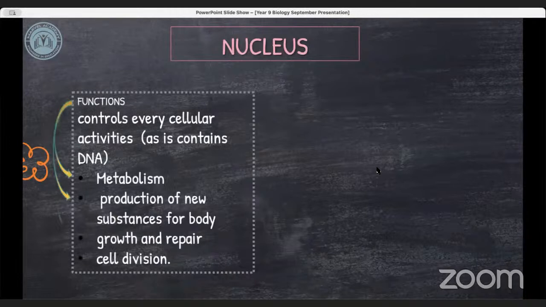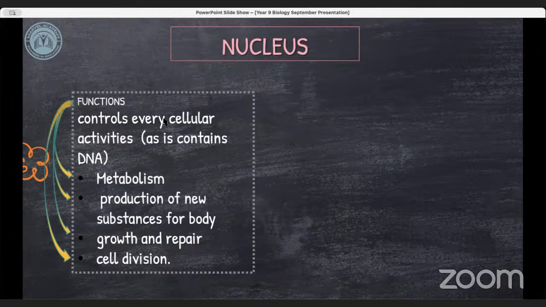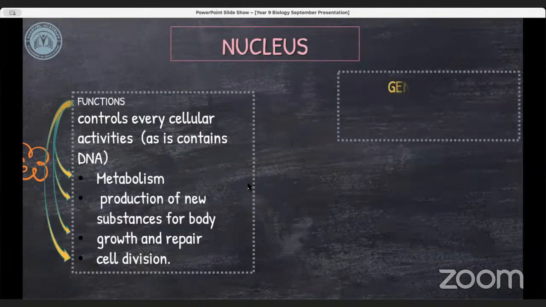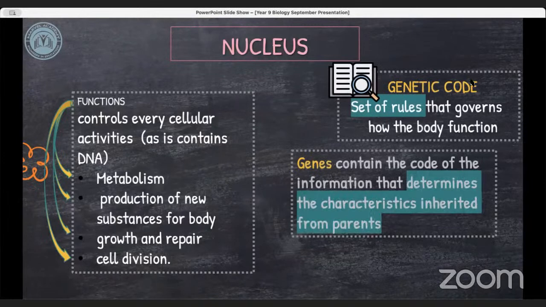Is that clear? So we learned about the functions that DNA is involved in. That's why we say control center, because it can govern metabolism, production of new substances, growth and repair. And we learn about the genetic code. It is a set of rules that governs how the body functions because it contains the information. While going through this, children, any problems, any areas that are not clear, please let me know so that I can recap. It's like a summary of what we have learned today.